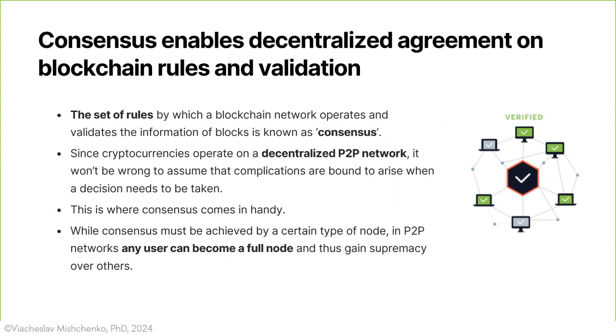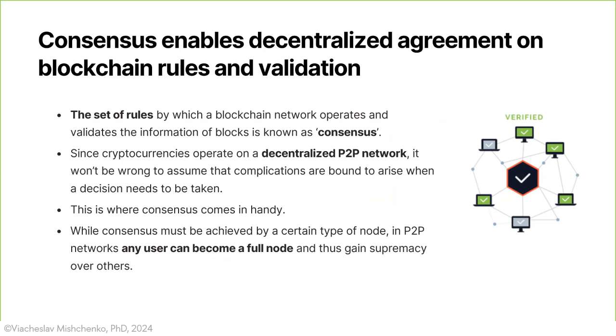I particularly want to draw your attention to the green check marks on some nodes, because these indicate nodes that have also verified and agreed on the validity of the transaction. And the gray check marks represent nodes that are still in the process of verification.